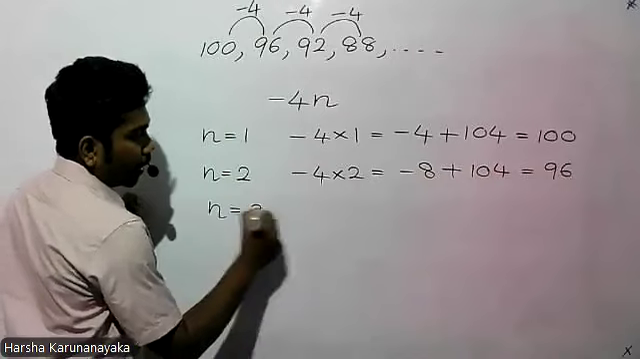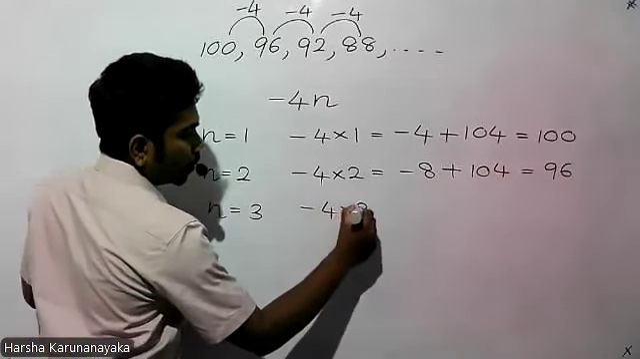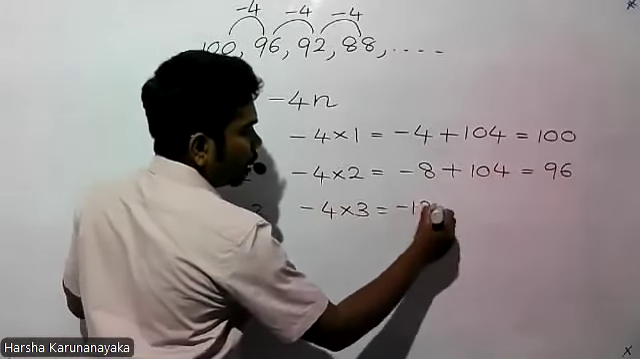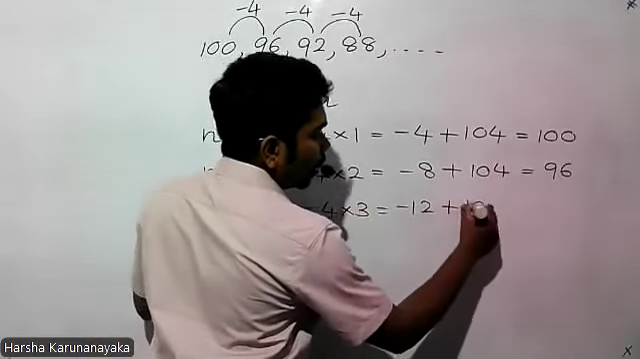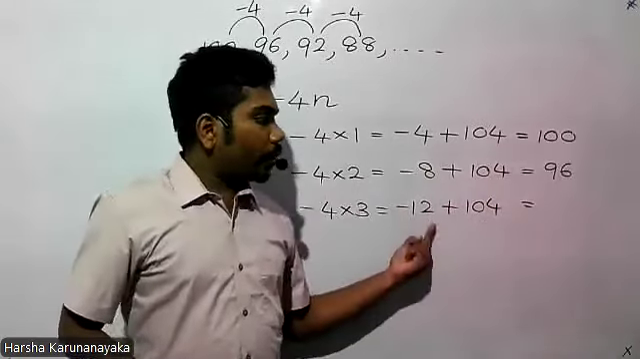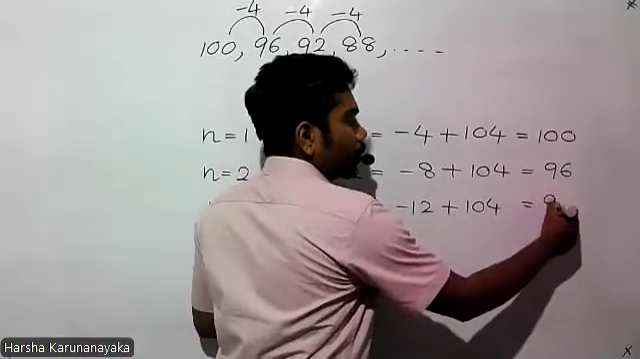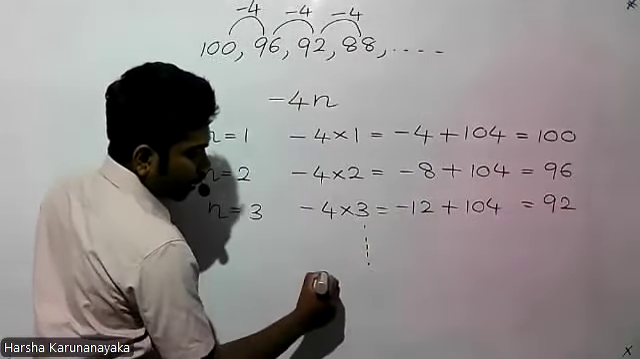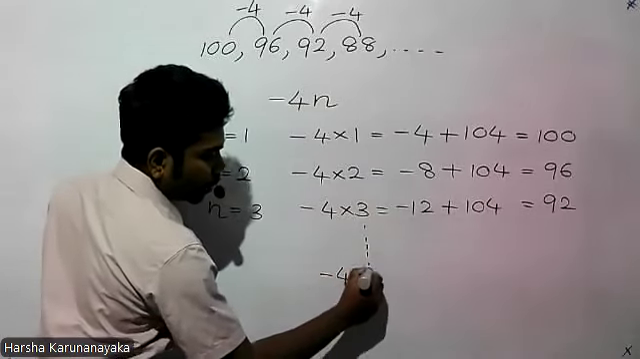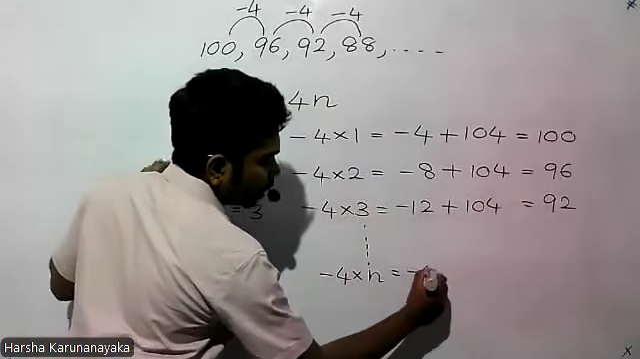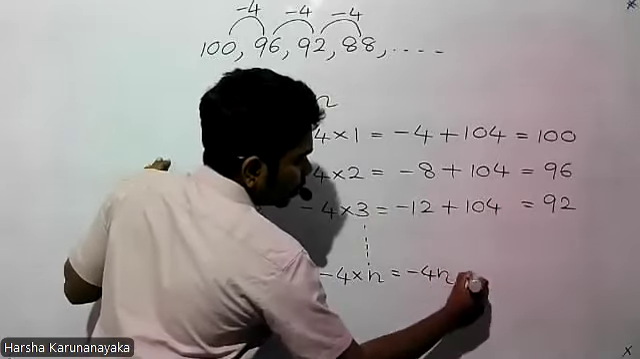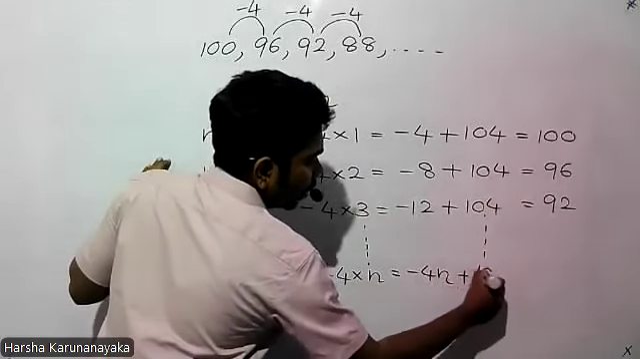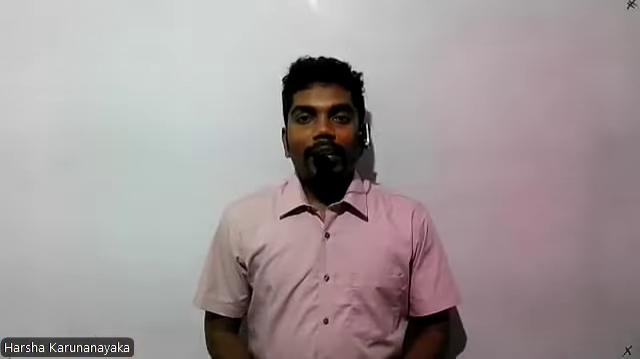n equals 3: minus 4 into 3 equals minus 12, plus 104. 104 minus 12 equals 92. Now we can get the general term: minus 4 into n equals minus 4n plus 104.